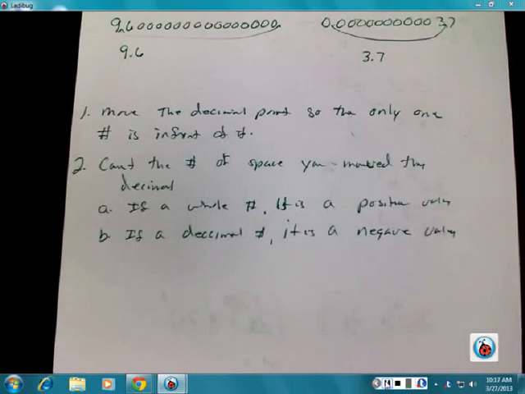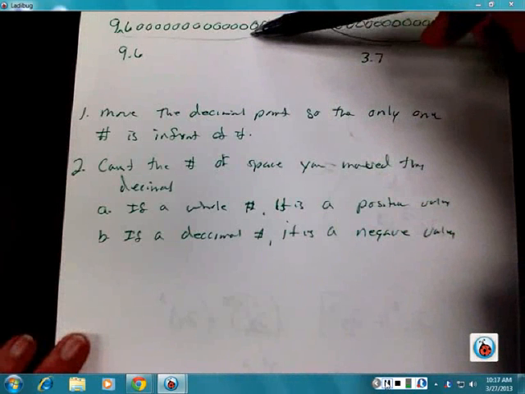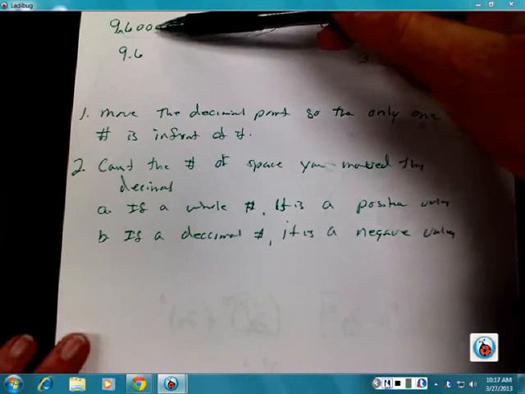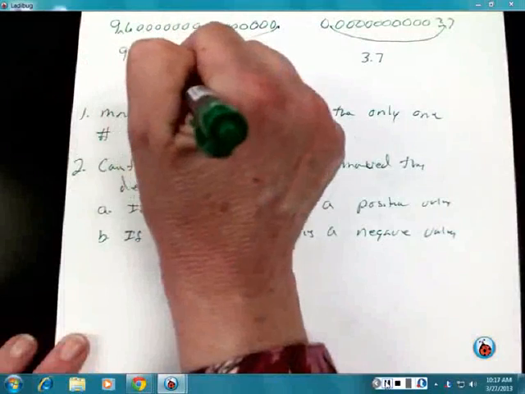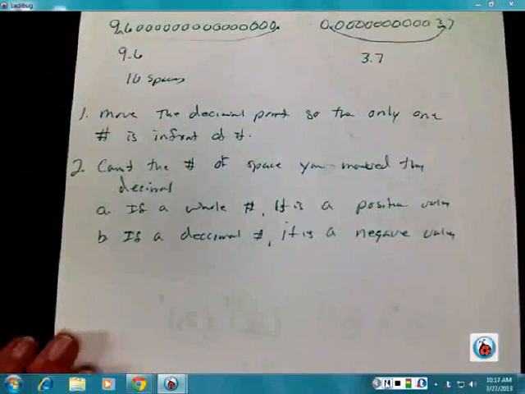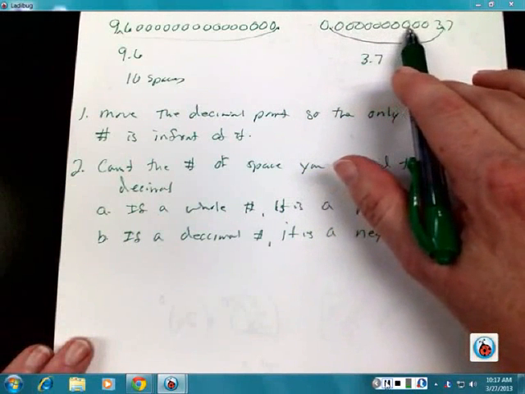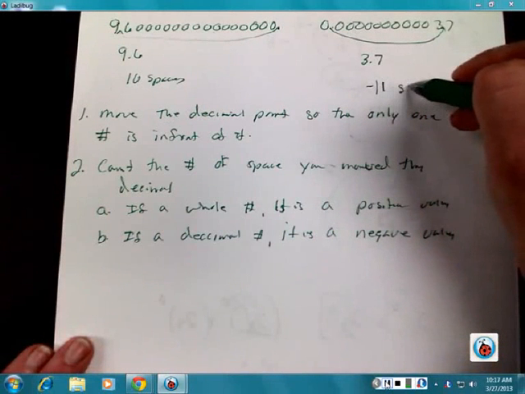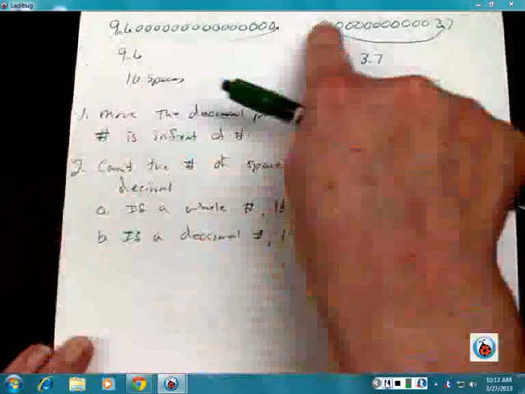So how many places did I move it? It's kind of hard to count from where you're sitting. In the whole number, I moved it 1, 2, 3, 4, 5, 6, 7, 8, 9, 10, 11, 12, 13, 14, 15, 16 spaces. And in my decimal, I moved it 1, 2, 3, 4, 5, 6, 7, 8, 9, 10, 11, but it's going to be a negative 11 spaces because I moved it back. This one I moved forward, this one I moved back.